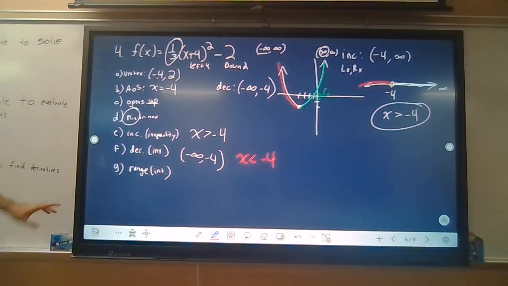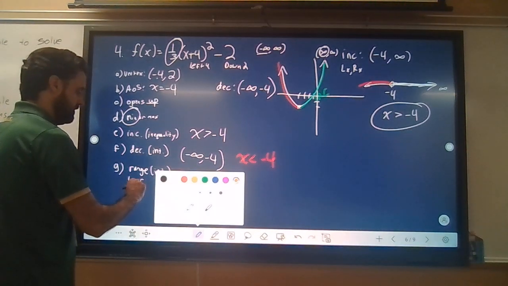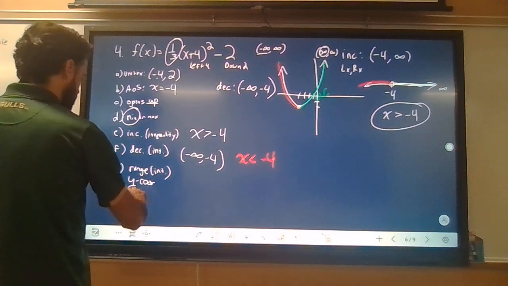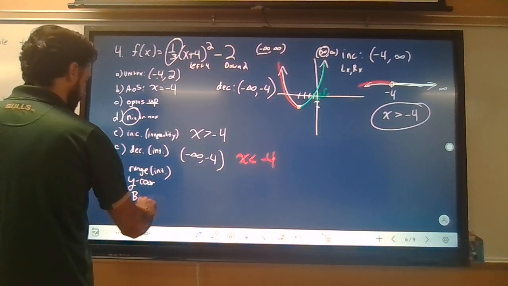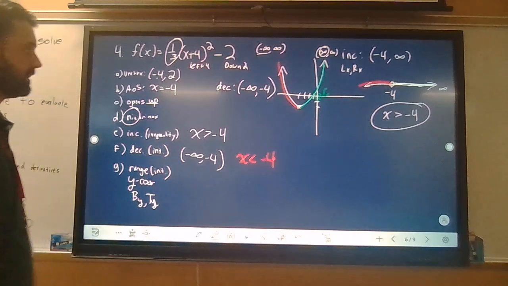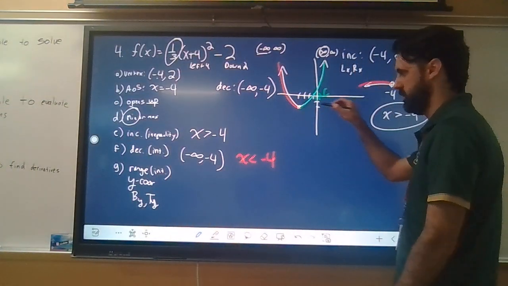All right, lastly, the range. The range is always the y coordinates. The only one we use the y for. It's the y coordinates. We want to do the bottom y, comma, the top y. Bottom y, comma, top y. So the bottom y is right here. Its y coordinate is -2.